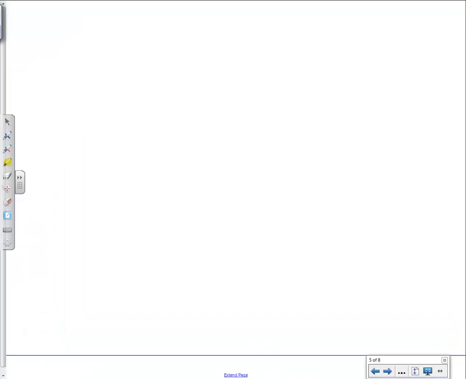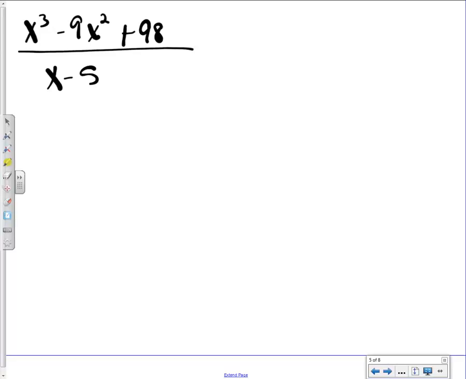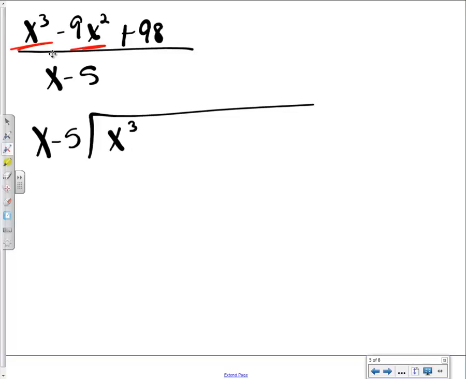All right, this problem, a little bit longer. It's going to be x to the third minus 9x squared plus 98 all over x minus 5. I know I'm going to have to rewrite this to be x minus 5 on the outside, and then x to the third. I want you to see something here. I have x to the third, I have x squared, I have no x. And so in the problem, it's got to be a placeholder.